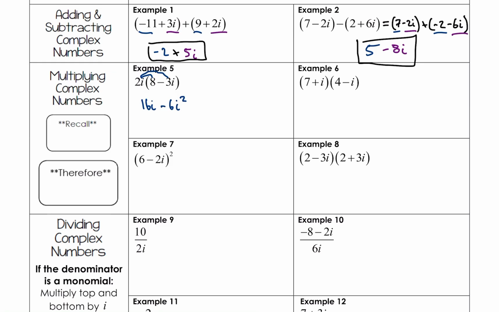Now I know that i squared is -1, so I can rewrite this as 16i minus 6 times -1, or in other words, I'd get 16i plus 6. But this isn't written in standard form, so I'm just going to rewrite this in standard form: 6 plus 16i. And that would be my answer.